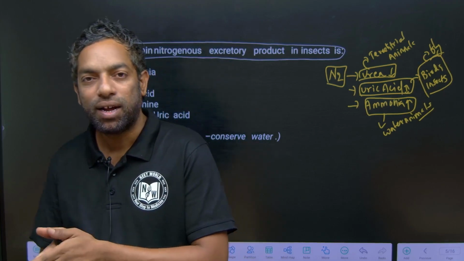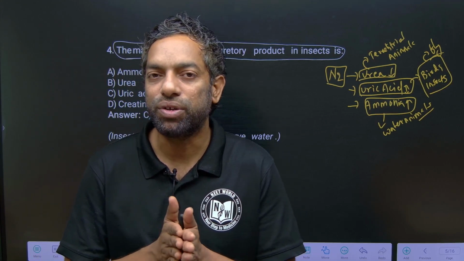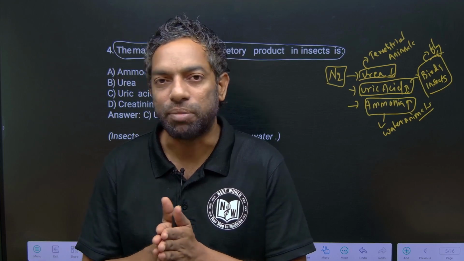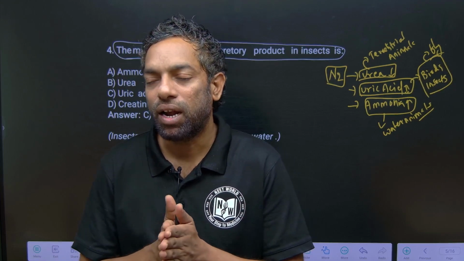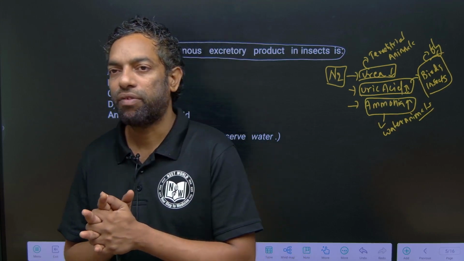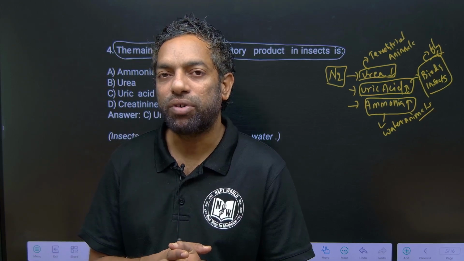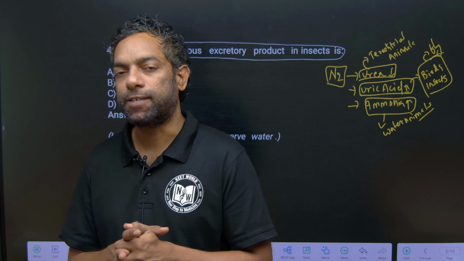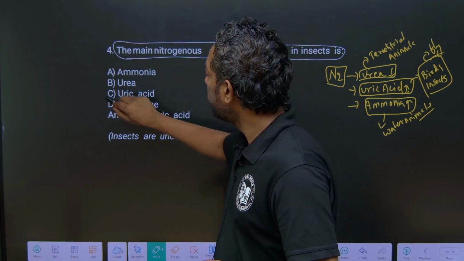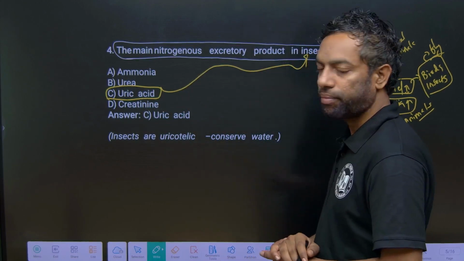If we come to urea, terrestrial animals like humans also produce urea as their excretory product. We call them ureotelic species. Mainly a low amount of water is required for its elimination. Yes, if we don't drink water, the urine has a high amount of salt. So in this condition, uric acid is the right answer for insects. Okay.